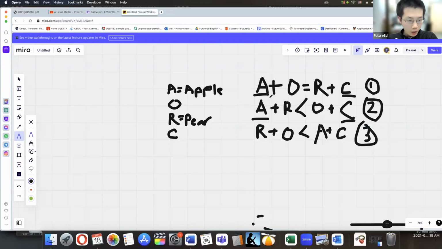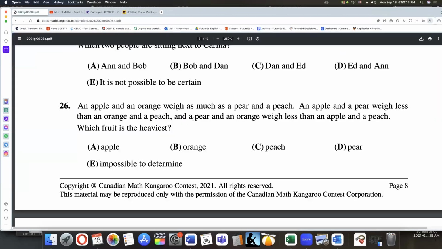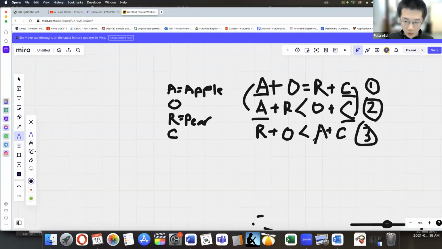Over here, Jason, you already noticed that there's an A on one side and a C on the other, right? And R and O are supposed to be with each other. So R plus O is greater than A and C? Wait, is that right though? A pear and an orange weigh less than an apple and a peach. So it's still this way. The alligator mouth is still going to eat the apple and the peach instead of the pear and the orange.